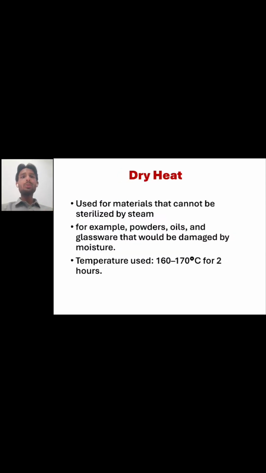Dry heat uses a temperature between 160 to 170 degrees centigrade for 2 hours, and this way you can remove bacteria from the substance. Dry heat is mainly used for powders, oils, and glassware because they are damaged by moist heat. If you provide water to the powders, they will be damaged.